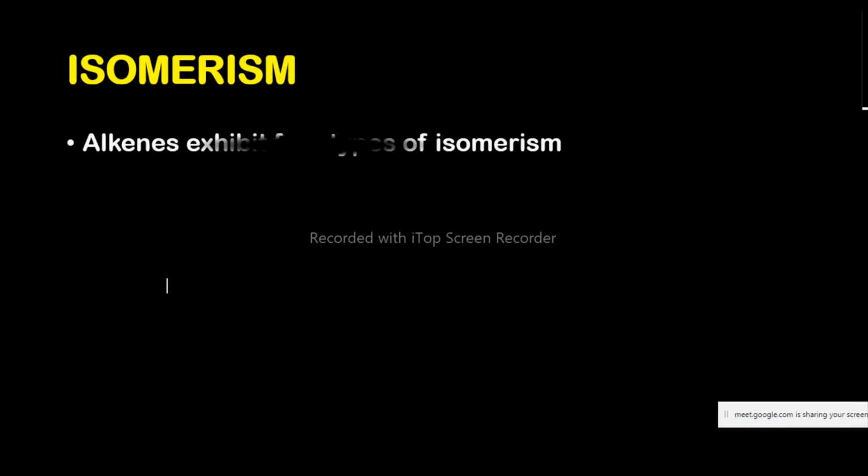Isomerism. Isomerism refers to existence of different structures but same molecular formula. You have the same molecular formula, but you have different arrangement of atoms to bring about different structures. So that one we call isomerism. And alkenes, how we saw the other time, they show isomerism.